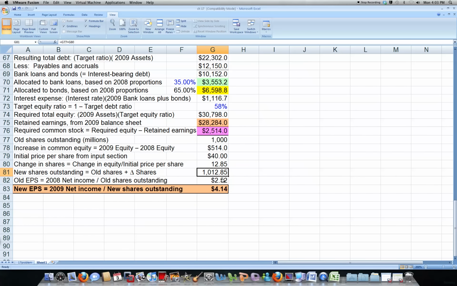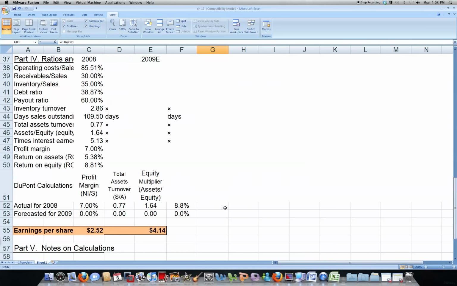1,012.85. Now we find our old earnings per share is our 2008 net income divided by our old shares outstanding, which was 1,000. And our new earnings per share is our 2009 net income divided by our new shares outstanding, excuse me. So that's our income per share.